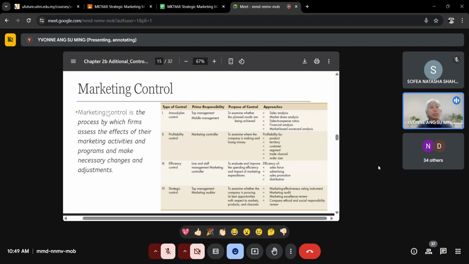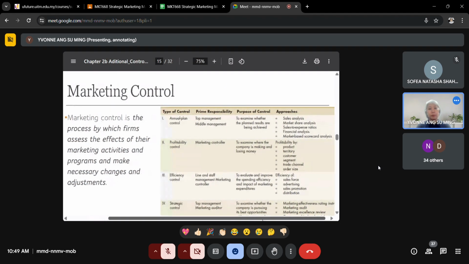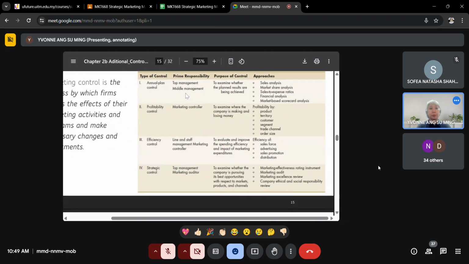Okay? So here, when we talk about this marketing control, sebenarnya, there are many different levels of control, which you can see here, type of control. Type of control, sebenarnya dia ada a few types. And we start from number one. You can see here, this one talks about dia punya annual plan punya control. So inside the name itself, they already give you a hint that this means that on a yearly basis, apa yang dia nak monitor.